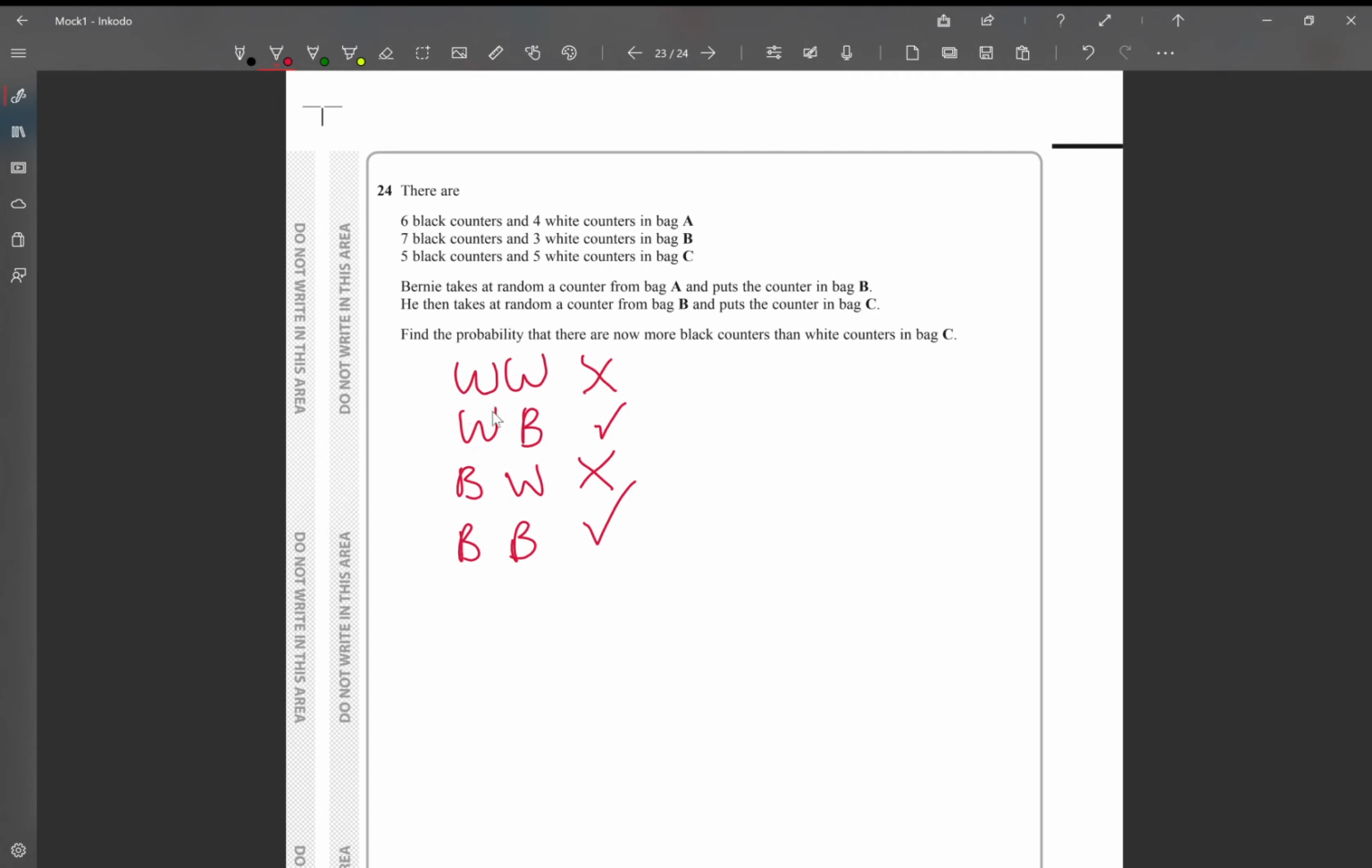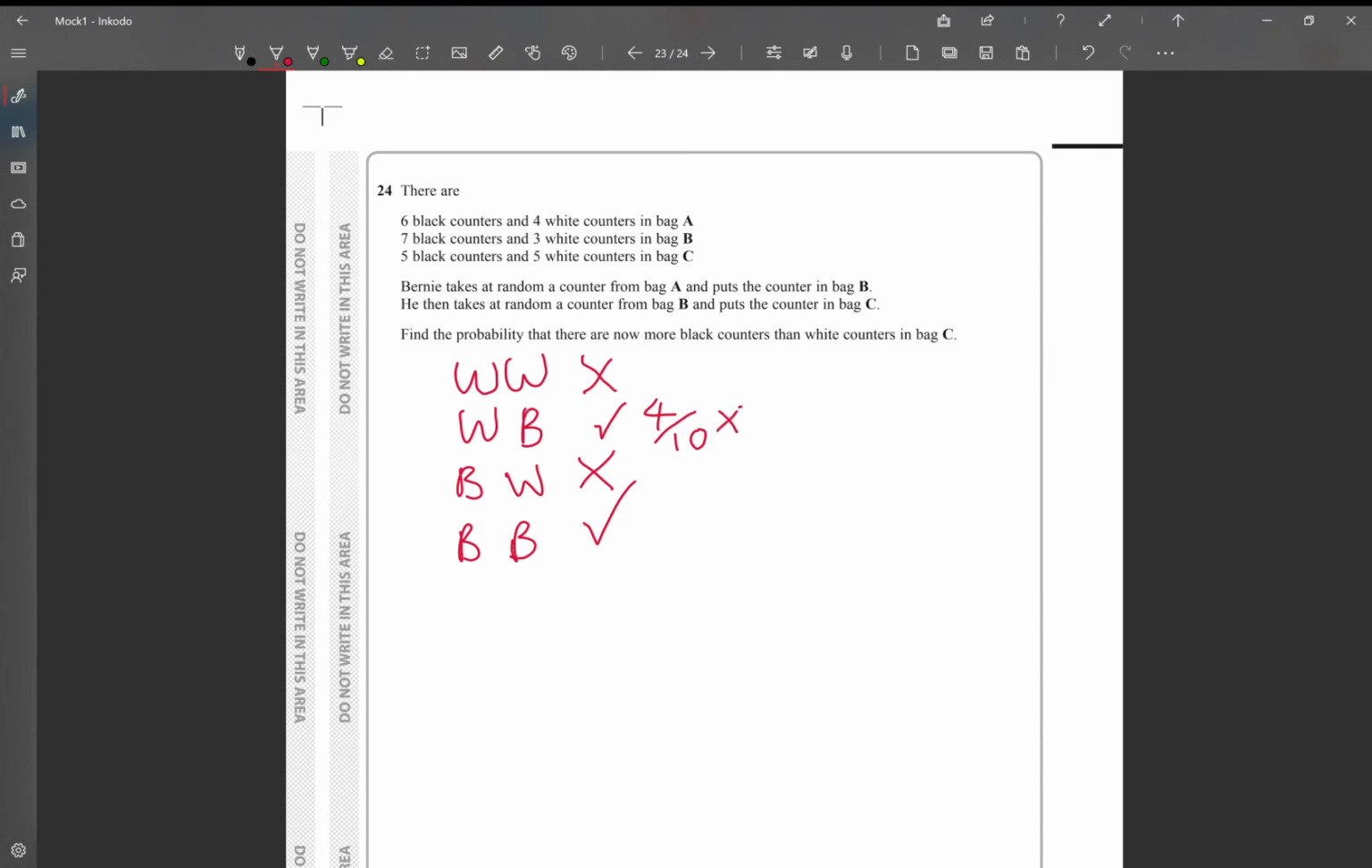Okay, now we need to look at the probabilities of all of these happening. So we don't need to really worry about the ones where we don't need them. You can work them out if you want to, and then work out that they will add up to 1. But I'm just going to work out the ones that we need. So white and black, the probability of that is going to be 4 out of 10. There's 4 white counters out of 10 in total. So it's a 4 of 10 chance.